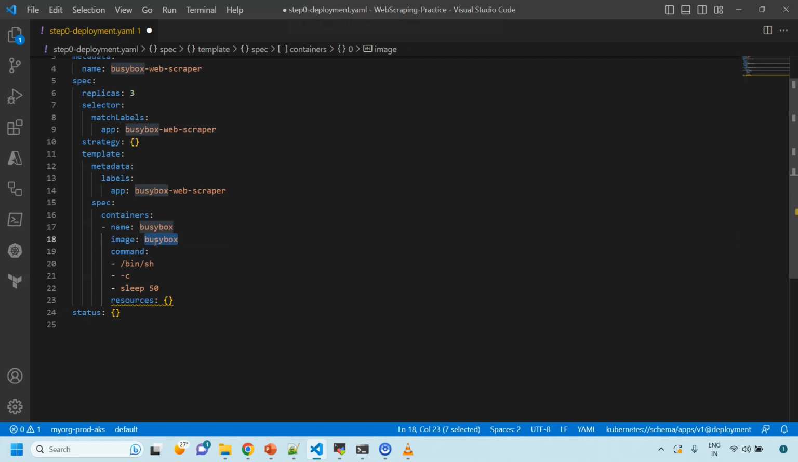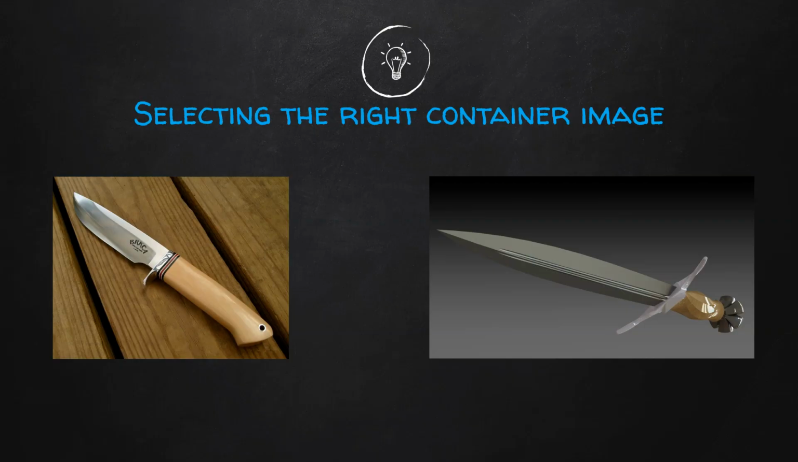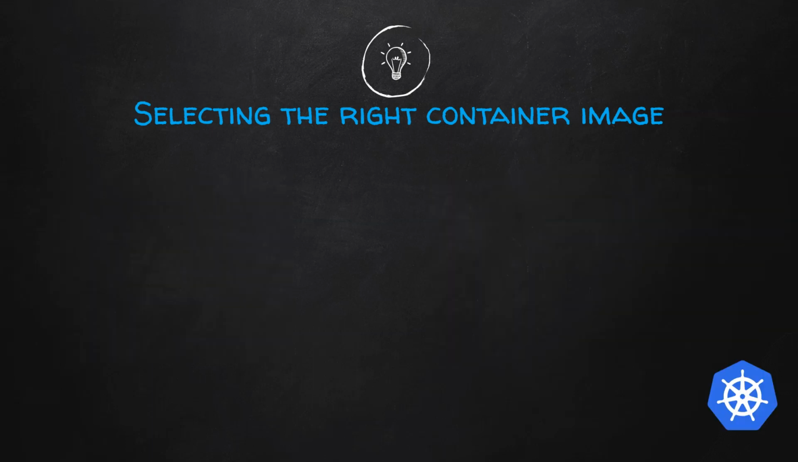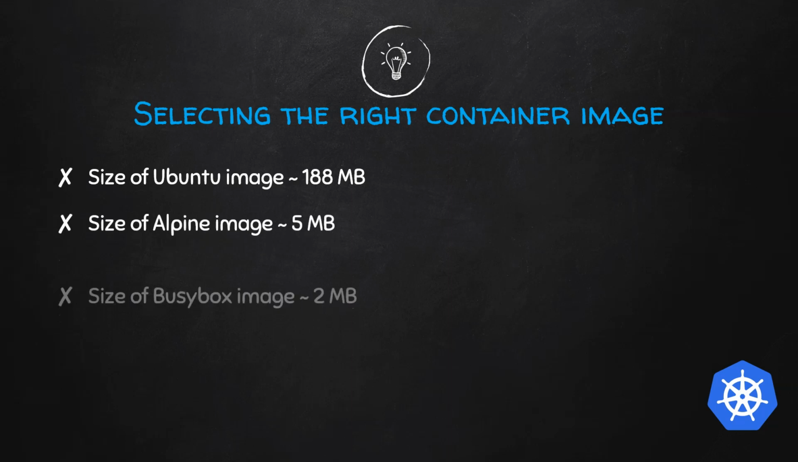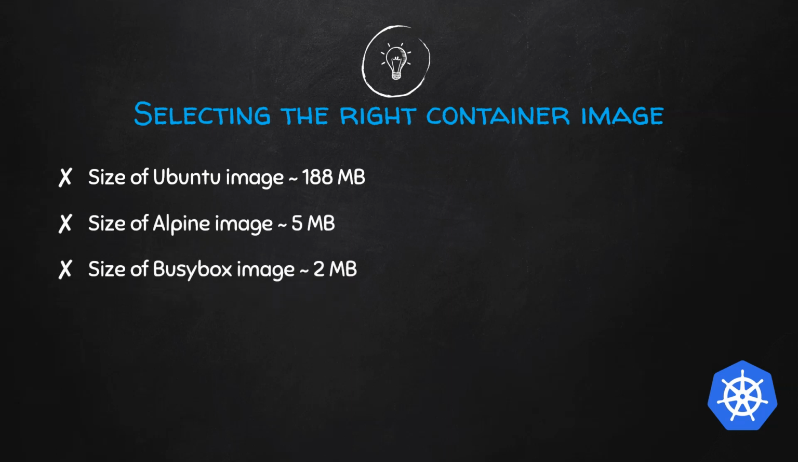Now why busybox? Why not some other image? Let me just quickly explain this. The idea is very simple. You have got a knife, you have got a sword. Both are important, both can cut objects, but still we don't see very often people cutting their vegetables with the help of a sword, right? Because that job can be done by the knife. Why use a sword for this? For the same reason, while selecting the image, we have got a choice of using Ubuntu image, we can use Alpine image, as well as we have got busybox for our requirement.